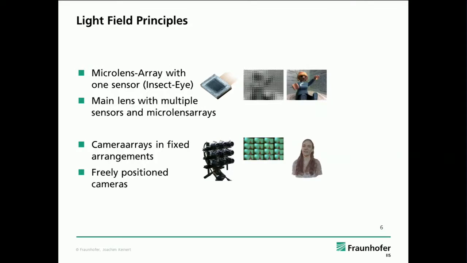So in principle, there are different ways to get, let's say, denser capturing of light field. So to separate the direction, like John already explained. So one is a microlens array with only one sensor. This is so-called insect eye cameras, or the main lens with multiple sensors and microlens arrays, or camera arrays in fixed arrangements, or, let's say, last step would be freely positioned cameras in a high density, and to reconstruct all of the light field.